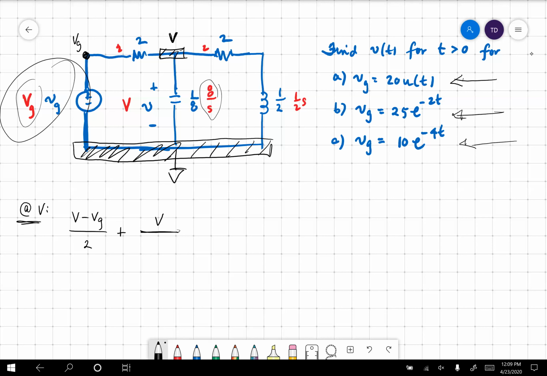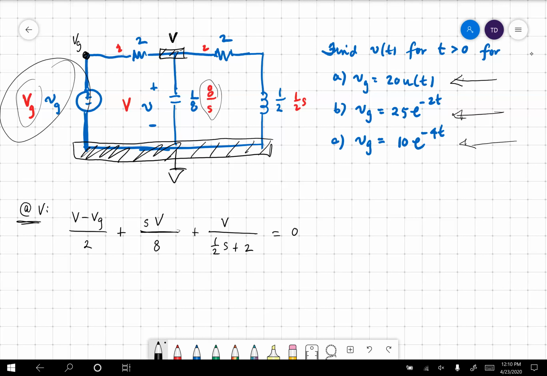I'm going to flip the 8 over S right now. And so when I do, that's going to give me an S divided by 8 plus V divided by, now I have 1/2 S plus 2. So we do all that work, we end up with this kind of a mess. Sum those up, they're all equal to 0.